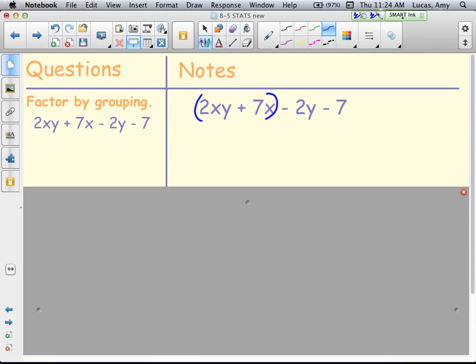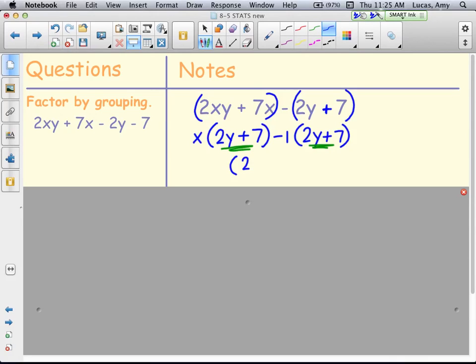Group this one. Now remember, if I want to take the negative out, it's going to change the sign. So the negative was already on the 2y, but if I take the negative out front, I need a positive on my 7. Okay, the first set, it looks like all they have in common is an x. If I divide out the x, I have 2 and y left, and then 7. Perfect. Remember, I can put a 1 here. Multiplying by 1 doesn't change anything. So that looks good. So now my binomials match.